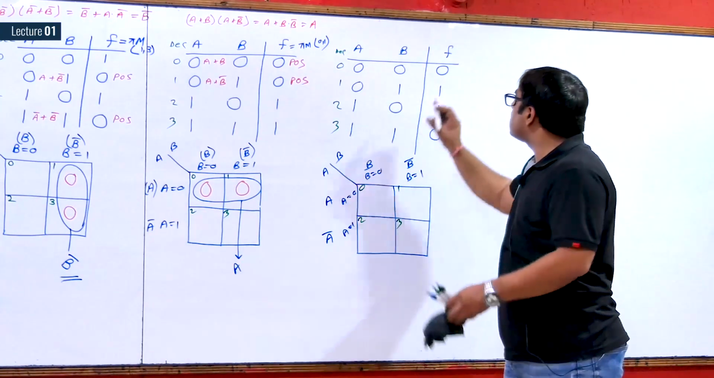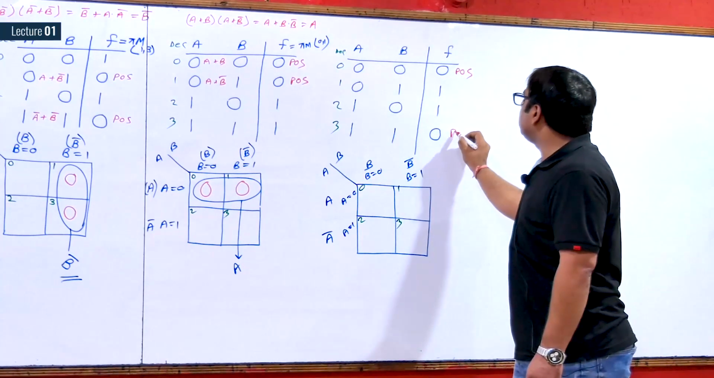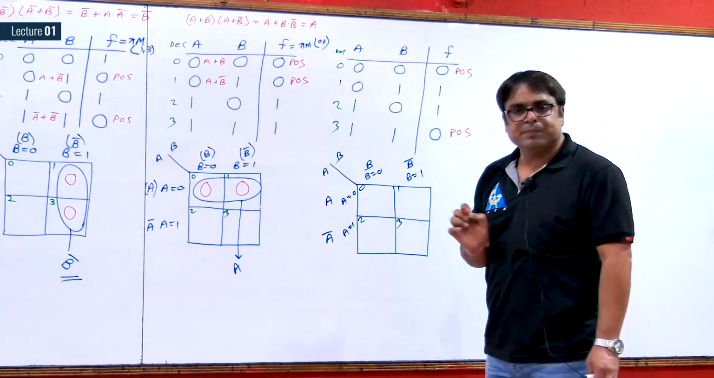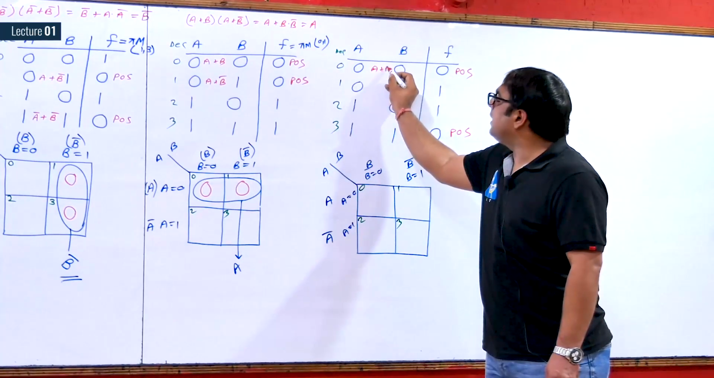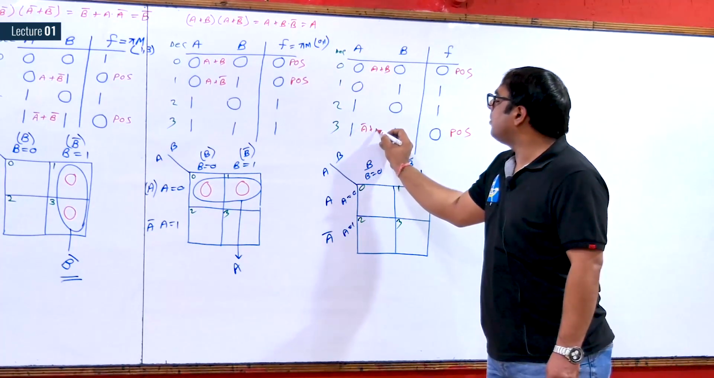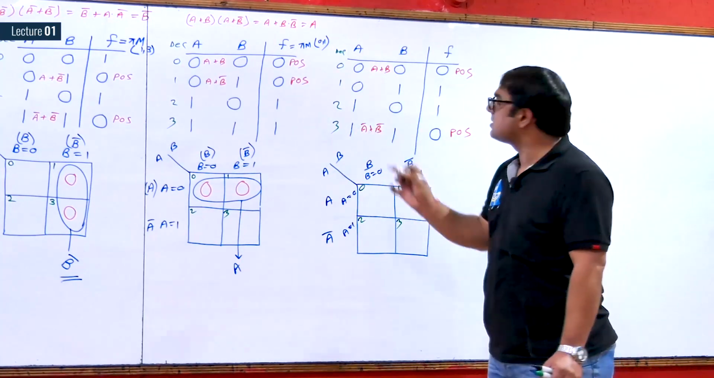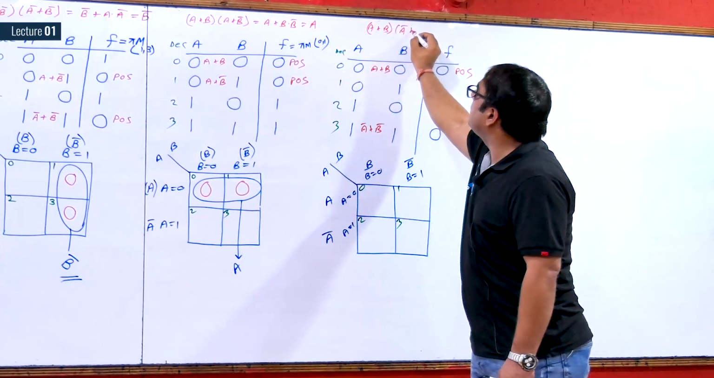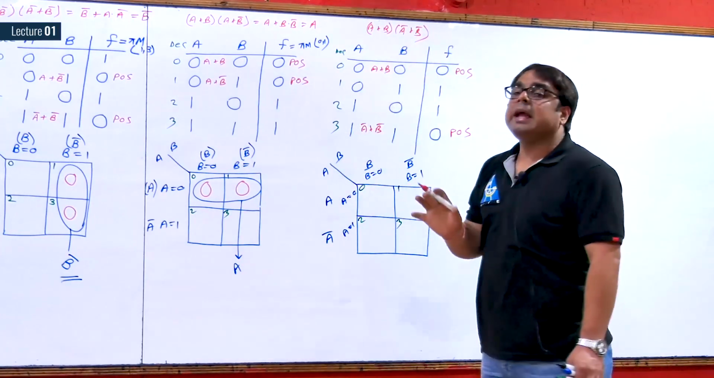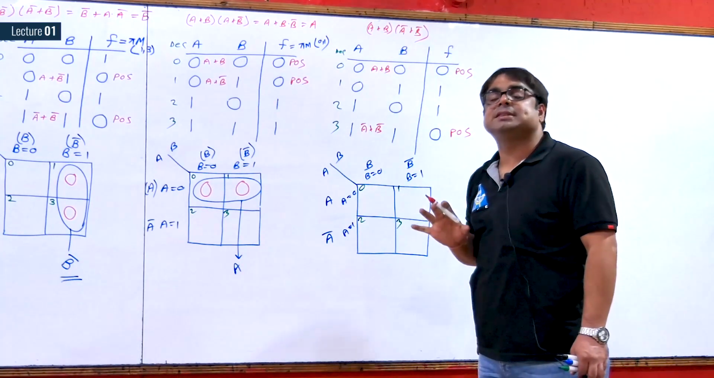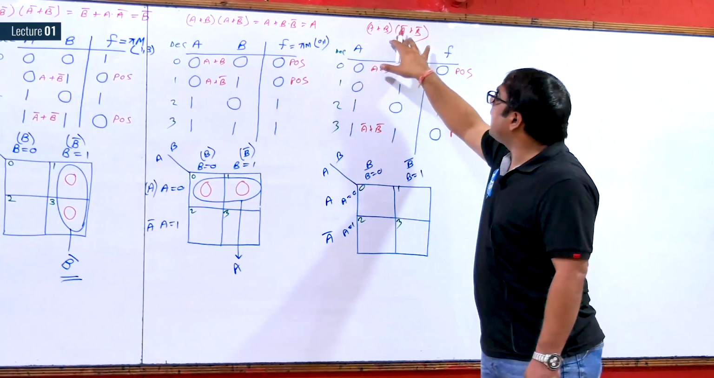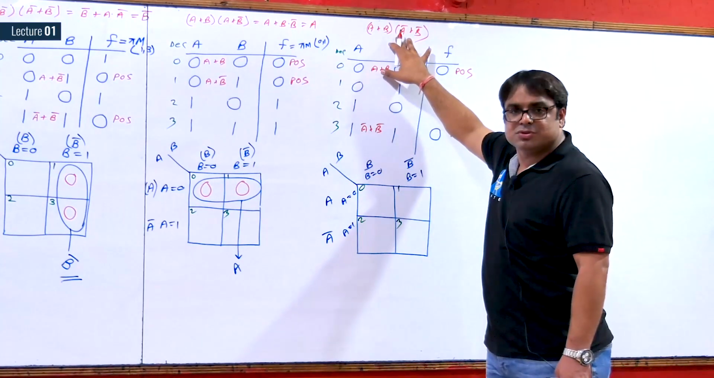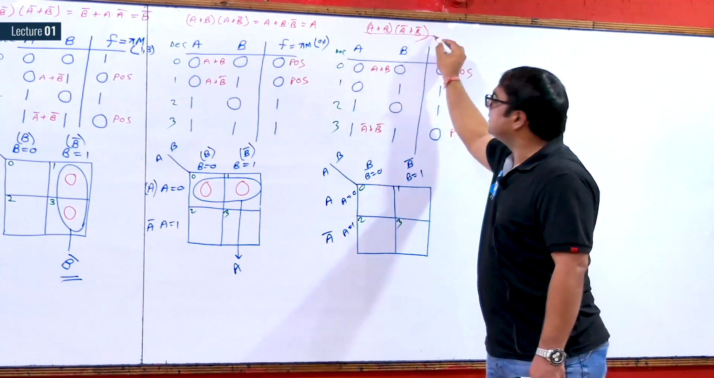Now, for POS, we have to target 0. This is A plus B in POS. This is A complement plus B complement in POS. So, the answer is (A plus B) dot (A complement plus B complement). It cannot be further reduced. So, this is your final answer.